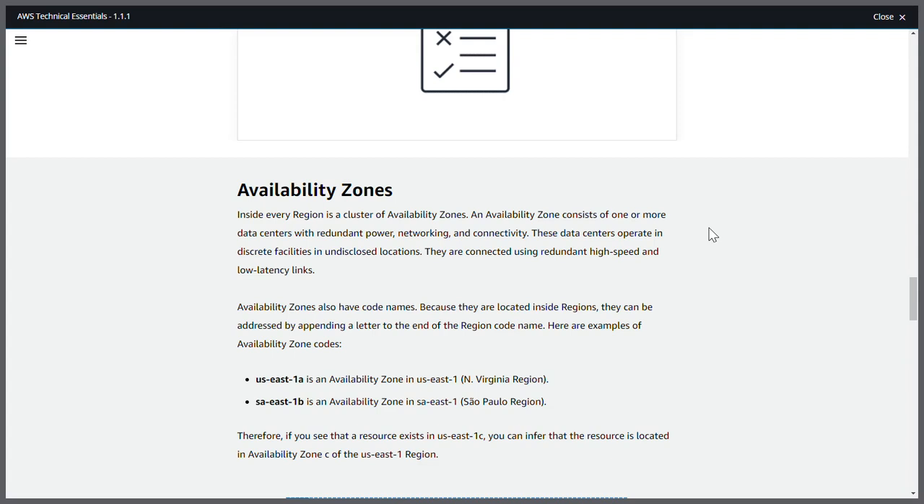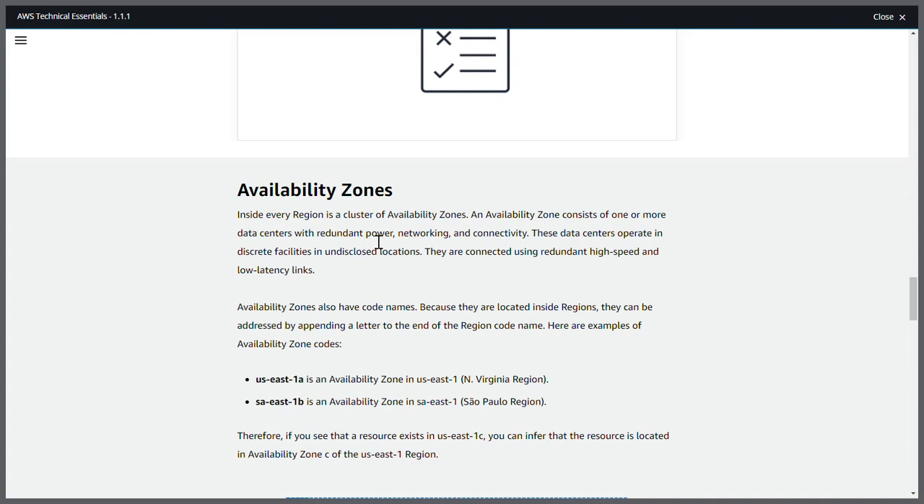But since a region has at least a couple of AZs, the startup can select to deploy its application or website in those two AZs. And that is where the word redundant comes into play. Redundancy implies that even if one AZ is down for one of the reasons that we saw, the website should still be accessible from the other AZ. So that's what this screen says.